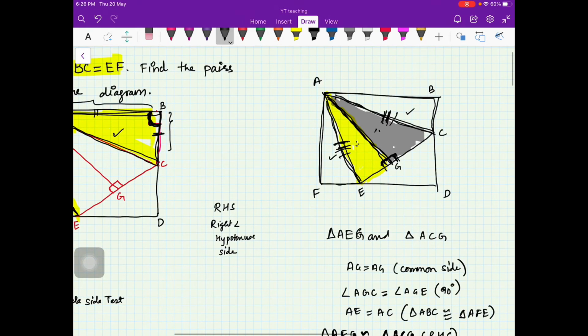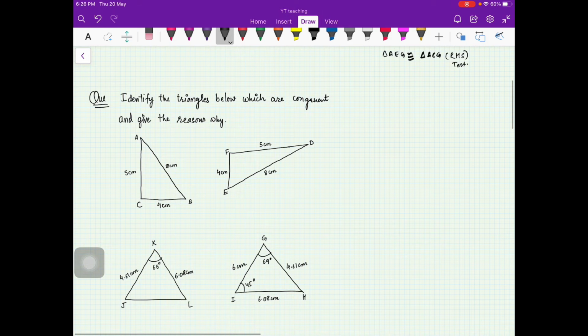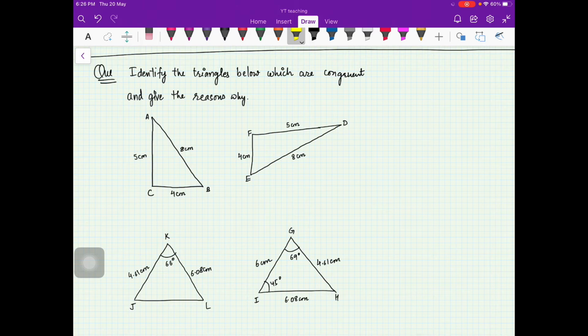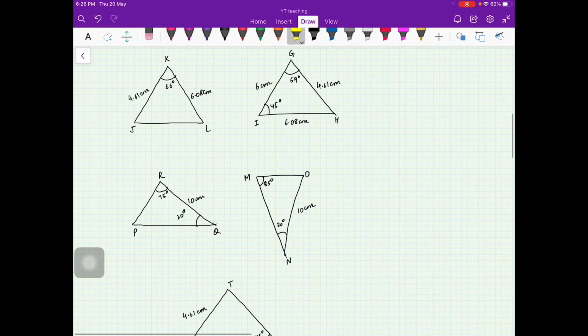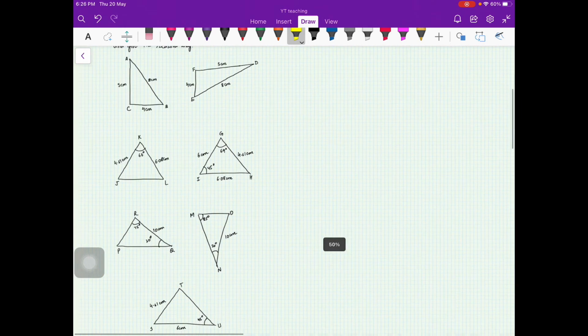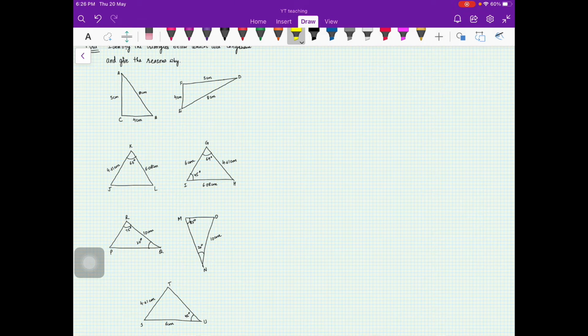So we found that in this figure there are two pairs of congruent triangles. Let us move on to the next question. The second question is: identify the triangles below which are congruent and give reasons why. I have drawn a total of 7 triangles here, and we have to find out which triangles are congruent and why.